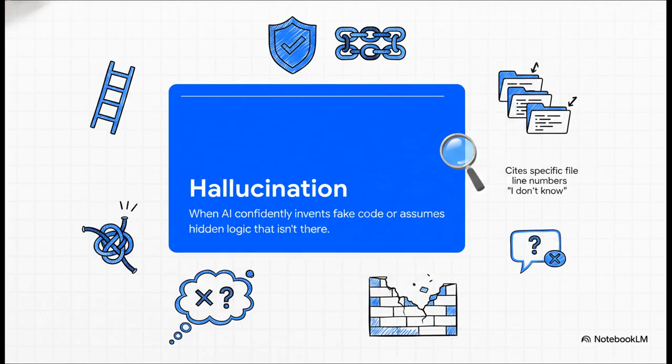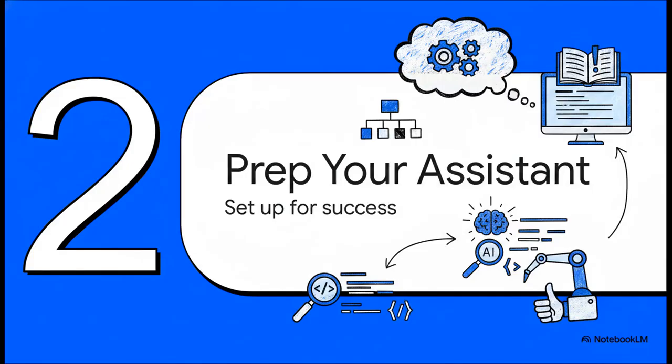And that brings us to a vital rule from our blueprint, Rule 4. Rule 4 commands us to control hallucination by forcing the AI to do one of 2 things. It must either cite specific file paths and line numbers for every single claim it makes, or it has to simply admit, I don't know. Let me tell you, giving your AI permission to just say, I don't know, is one of the most powerful things you can do. Moving right along to Section 2, prepping your AI assistant.